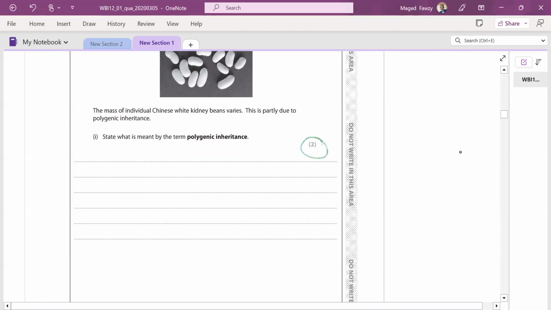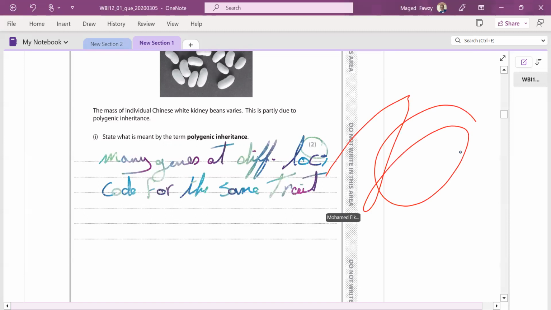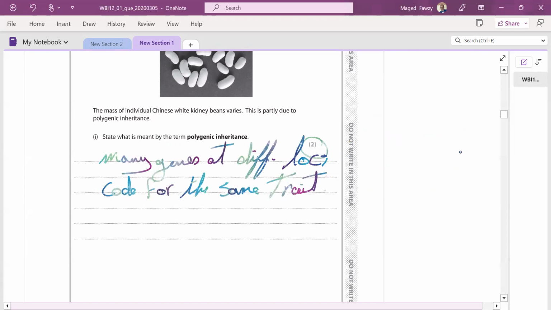Yes, code. Instead of determine, Yassine, we should write code for a certain characteristic or a particular trait, or you can write the same trait. Okay, so genes at different loci code the same trait.